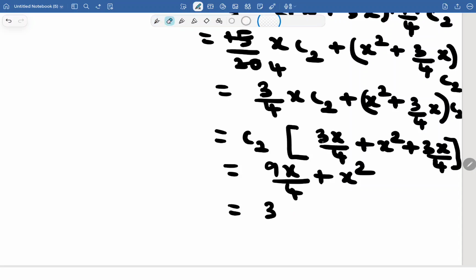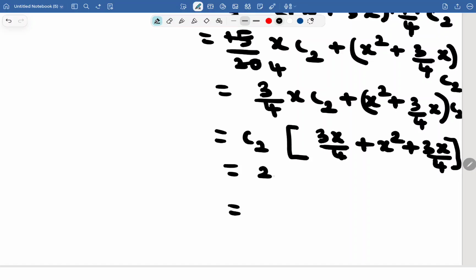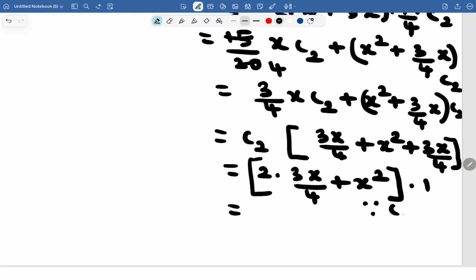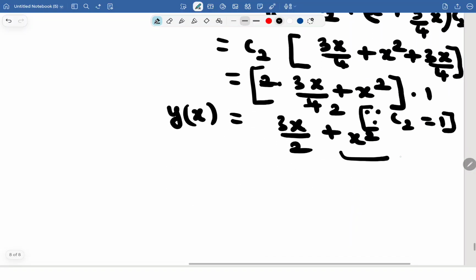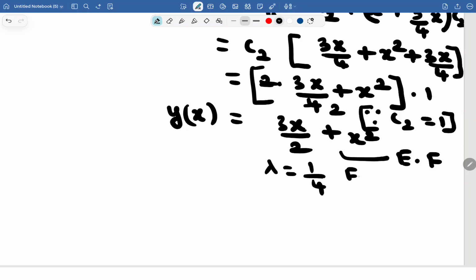I am making an error. 3x by 4 plus 3x by 4 does not become 9, it becomes 2 times 3x by 4 plus x square, since I am taking C2 as 1. 3x by 2 plus x square. This is our y of x. This is the eigenfunction. Lambda 1 by 4 is the eigenvalue. 3x by 2 plus x square is our eigenfunction for this problem.